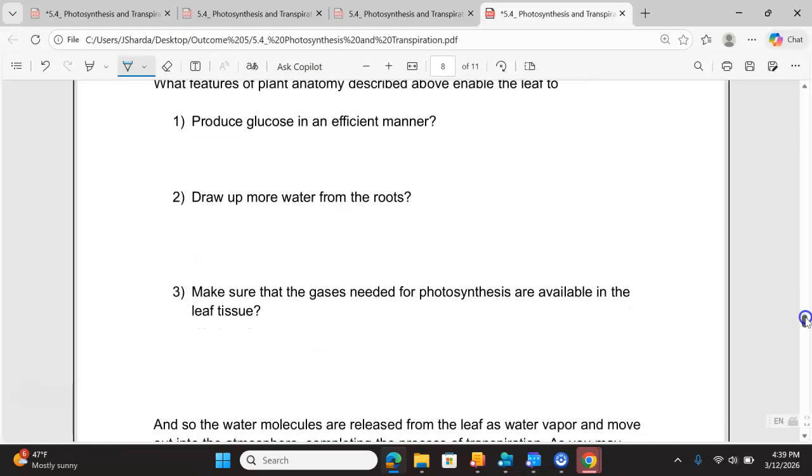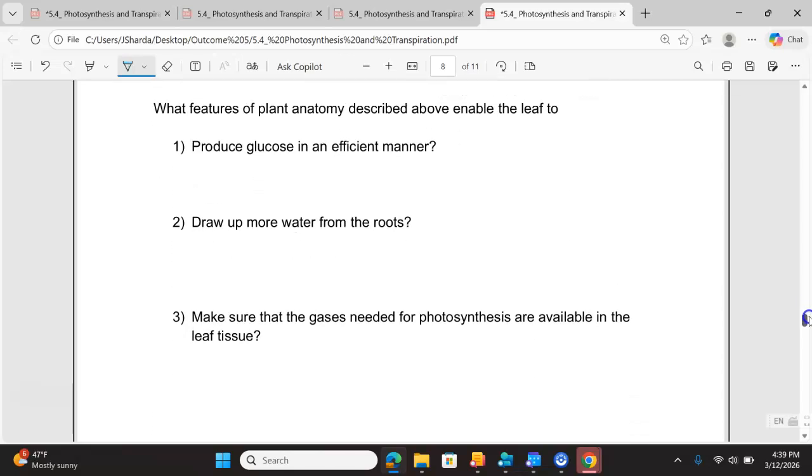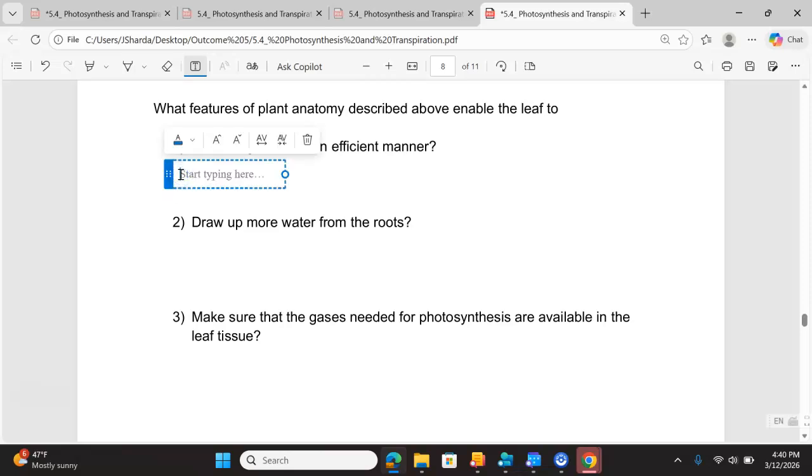So the questions here are, what features of plant anatomy described above enable the leaf to produce glucose in an efficient manner? Well, if we remember back from our leaf diagram, we had those palisade mesophyll cells tightly packed together. They had lots of chloroplasts. So let's put that down. Palisade mesophyll cells have the most chloroplasts. And let's just define this, right?